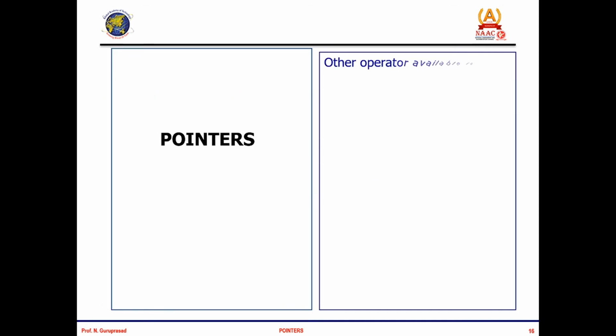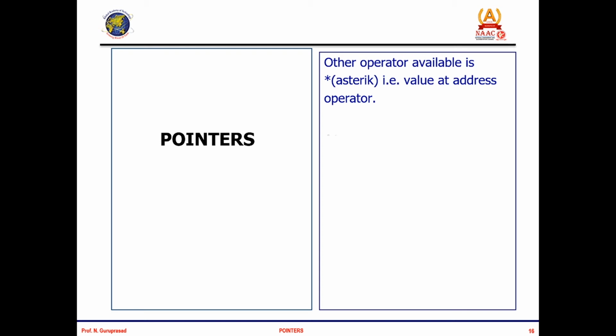Now, let us have a look at the other operator available in C. As I told you, the entire world of C pointers basically stands on two operators called the ampersand and the star operator, which is called the asterisk operator. Now, what is the fundamental difference? On one hand, the ampersand operator gives you the address where the variable is stored. On the other hand, the asterisk operator gives you the value at that particular address.